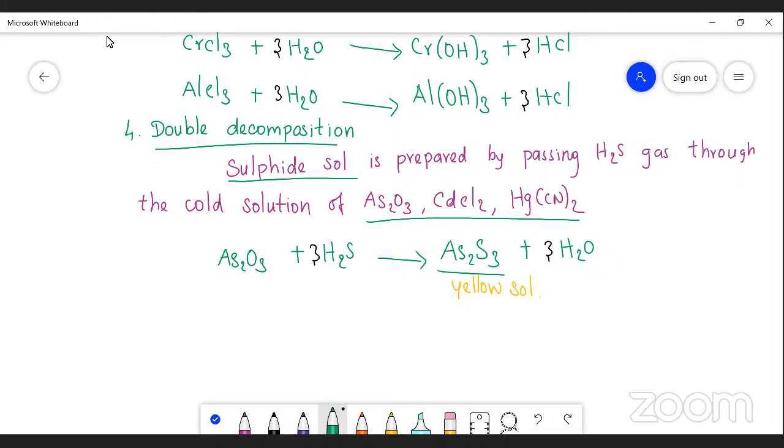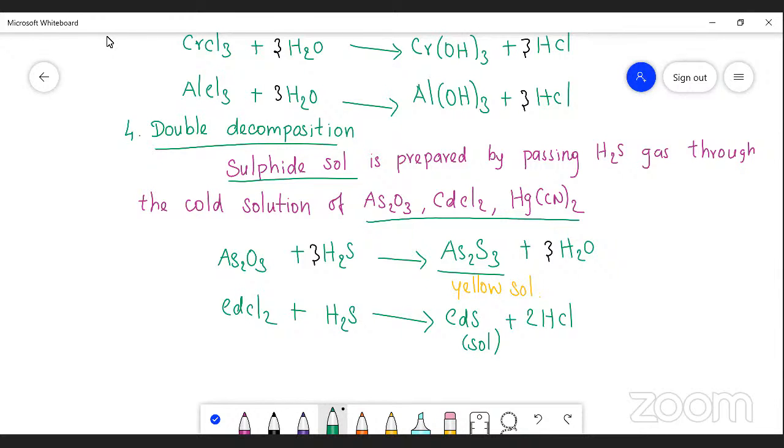The same applies to cadmium chloride. Cadmium chloride is treated with hydrogen sulfide gas, and we get cadmium sulfide and 2 molecules of HCl. Here this cadmium sulfide is the salt. What is a salt? A solid present in the liquid.